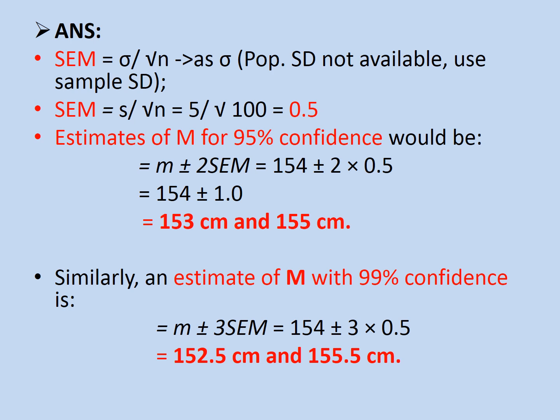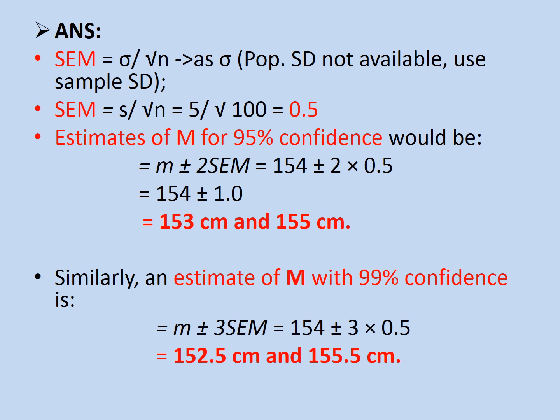Now usually we take population m, but here we want to estimate the population m, that is capital M. So we will use small m plus or minus 2 standard error of mean. So small m is equal to the sample mean, that is 154 centimeters, plus or minus 2 into 0.5, that is our standard error of mean. It will give the range, that is 153 centimeters to 155 centimeters.